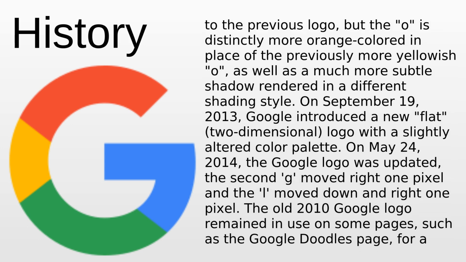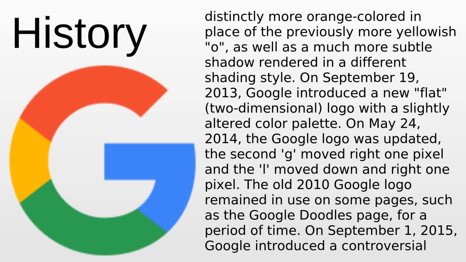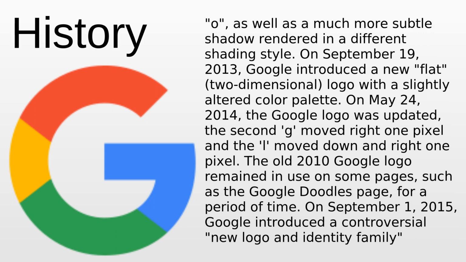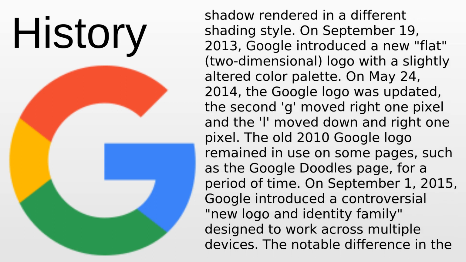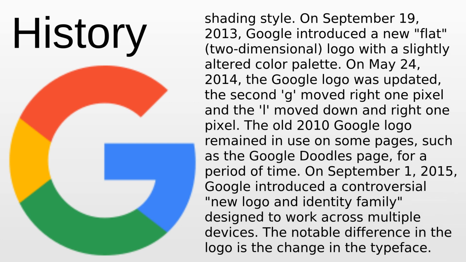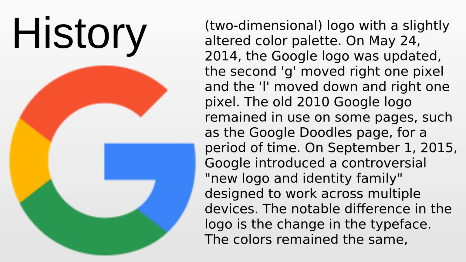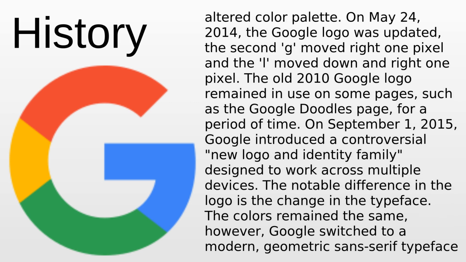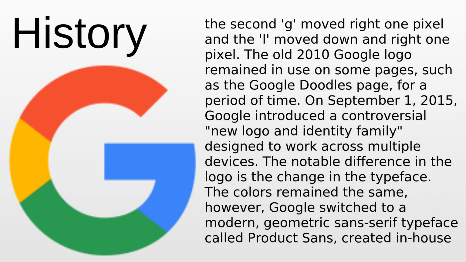On September 19, 2013, Google introduced a new, flat, two-dimensional logo with a slightly altered color palette. On May 24, 2014, the Google logo was updated. The second G moved right 1 pixel and the L moved down and right 1 pixel. The old 2010 Google logo remained in use on some pages, such as the Google Doodles page, for a period of time.